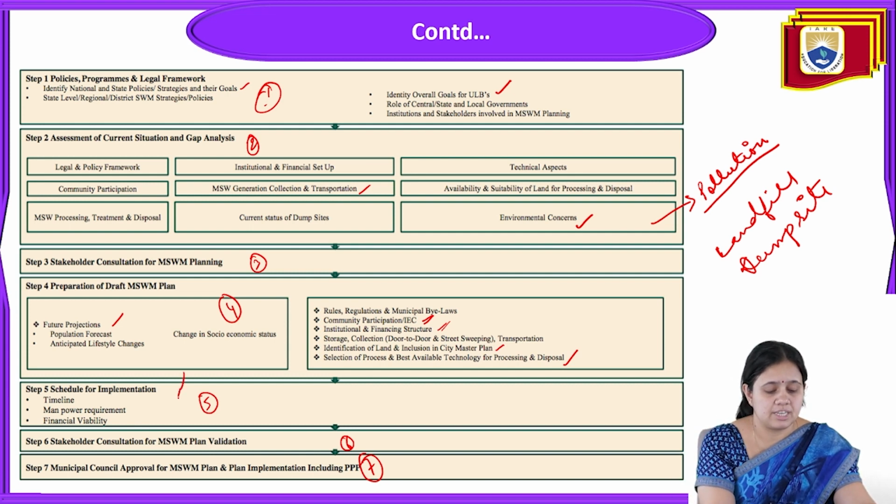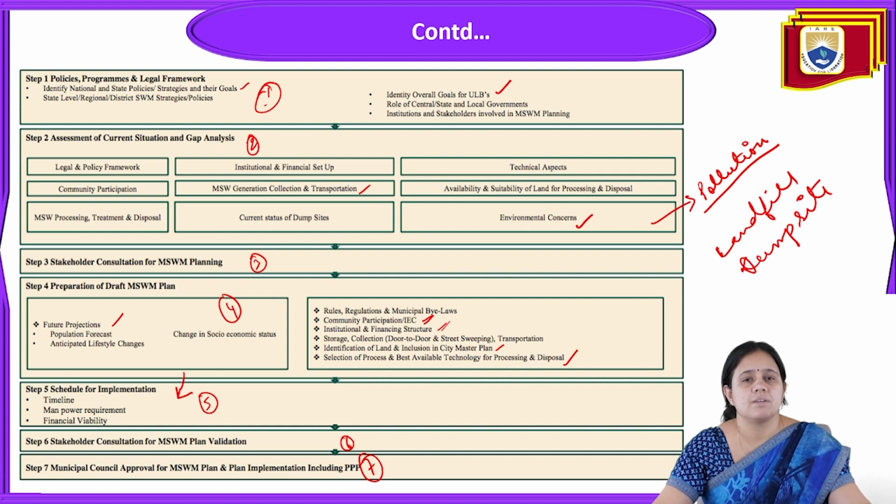In this way, after step 4, step 5 will be there. Step 5 involves the schedule for implementation: implementation timeline, manpower requirement, and financial viability. So schedule for implementation of all the laws, all these policies, regulations, framework, as per the ULB or Municipal Solid Waste Management Authority, or by some stakeholders or consultation. They will provide one schedule, and as per this schedule, there should be implementation. In this implementation, we will look after the timeline, manpower requirement, and then financial viability. It should be financially viable, or whether any financial problem is there or not.